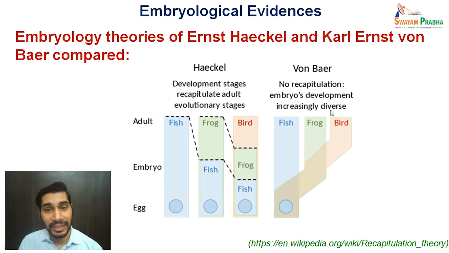Von Baer's theory says there is no recapitulation, meaning the embryos' development is increasingly diverse. He says that the egg or the early stages are, let's say, similar, but the egg develops into a fish here, and the egg diverges from here. So the embryonic development gets diverse, and this diversity keeps on increasing from species to species. So there is no attainment of the adult form of a lower animal in the embryonic development of a complex organism or higher animal.